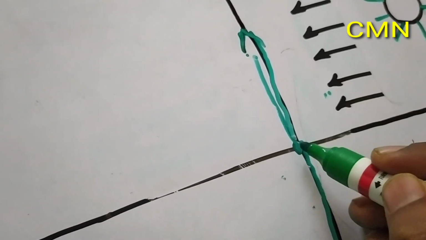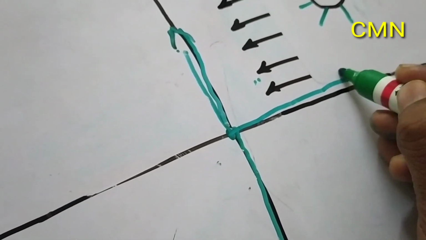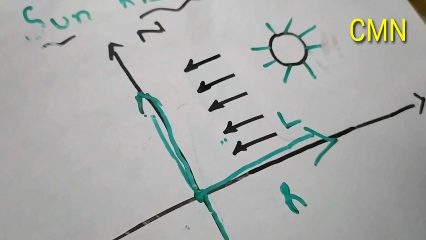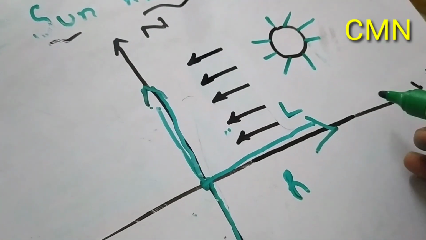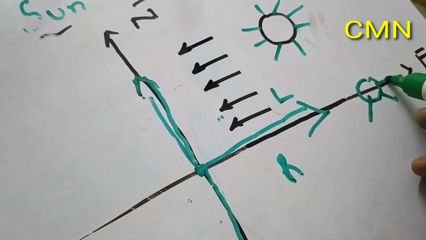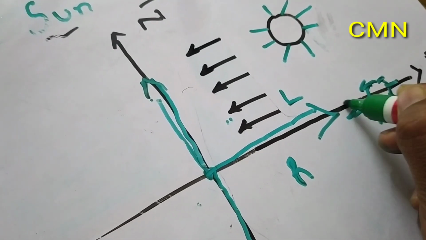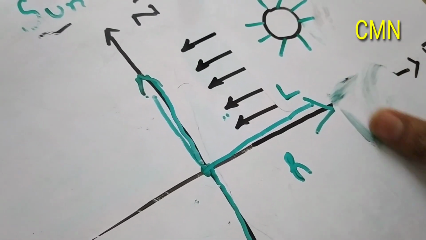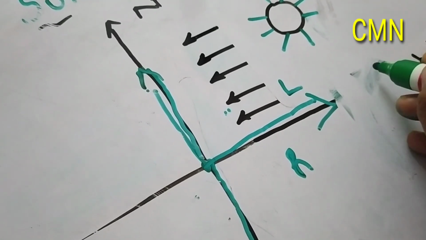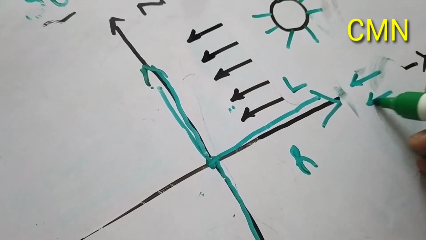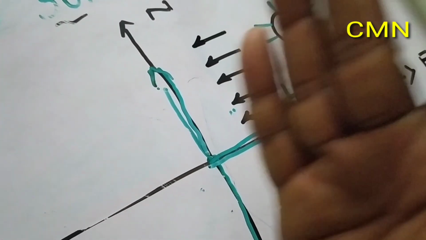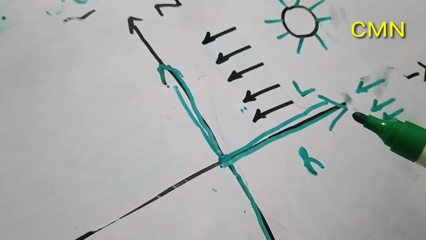Next, suppose the man is facing east direction. This is his right, this is his left. The sunrise is in this direction, so the shadow will be on his backside.